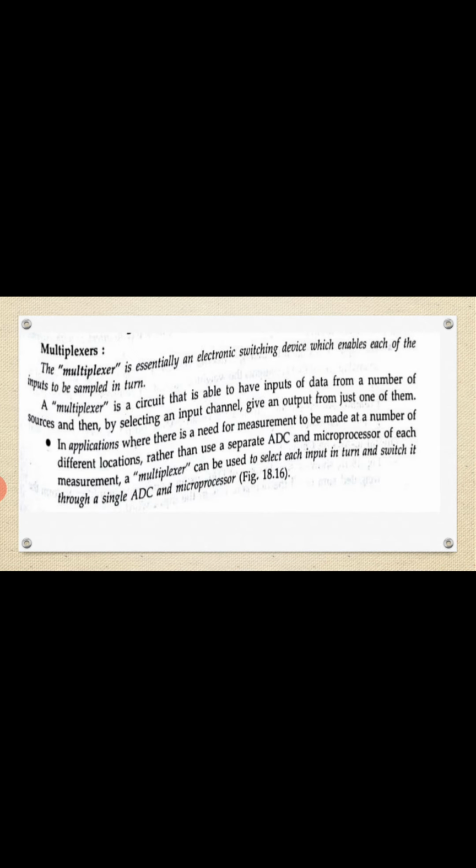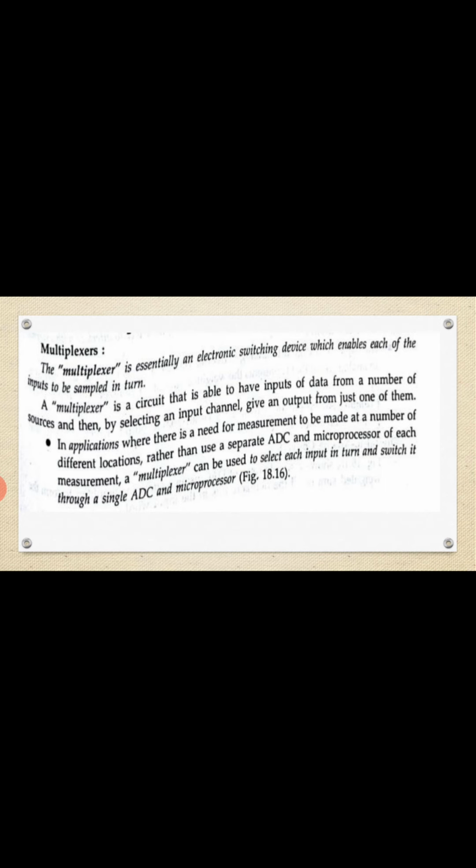Next is the multiplexer. You have already come across this. A multiplexer is essentially an electronic switching device which enables each of the inputs to be sampled in turn. It is a circuit that can take data inputs from a number of sources. By selecting any input channel, it gives just one output.